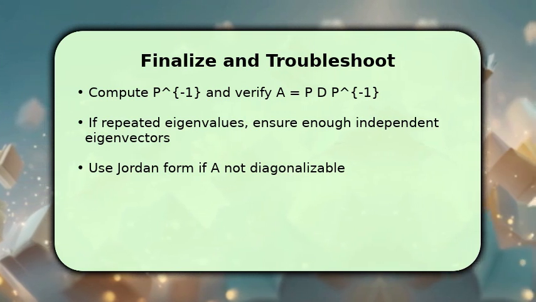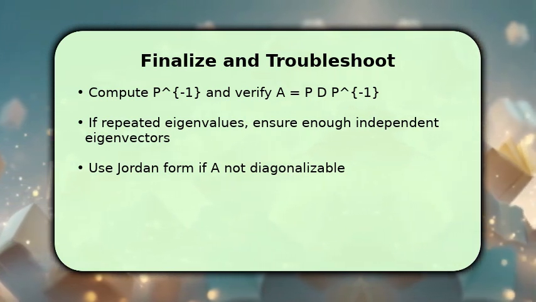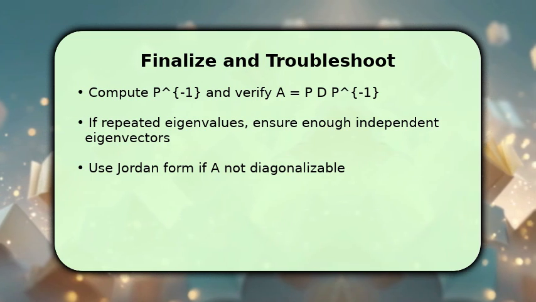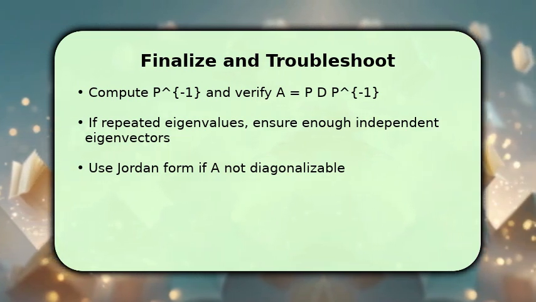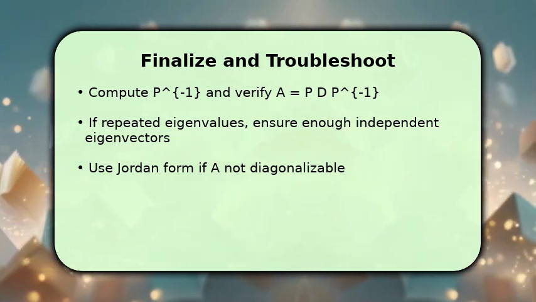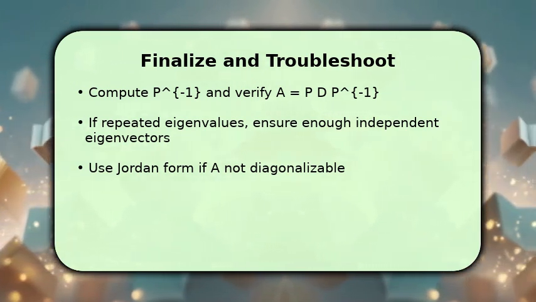One troubleshooting tip: when numeric rounding causes near dependence, use symbolic arithmetic or rational approximations to check linear independence rather than relying on floating point rank.